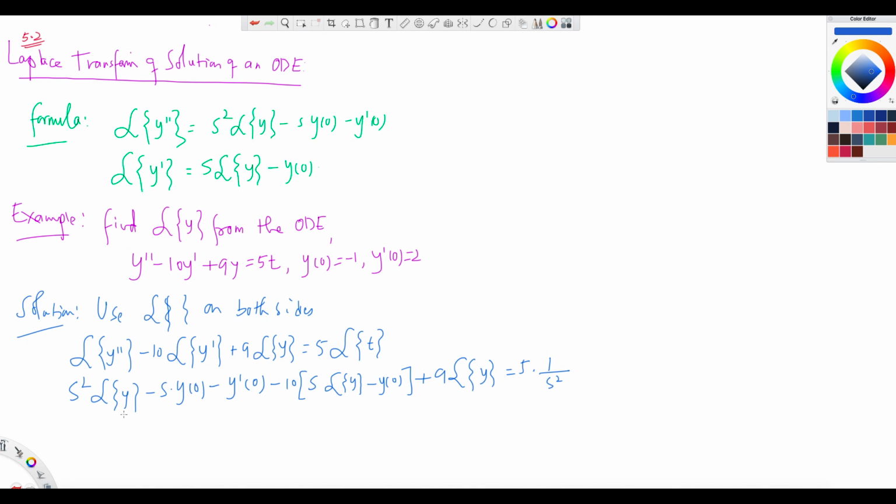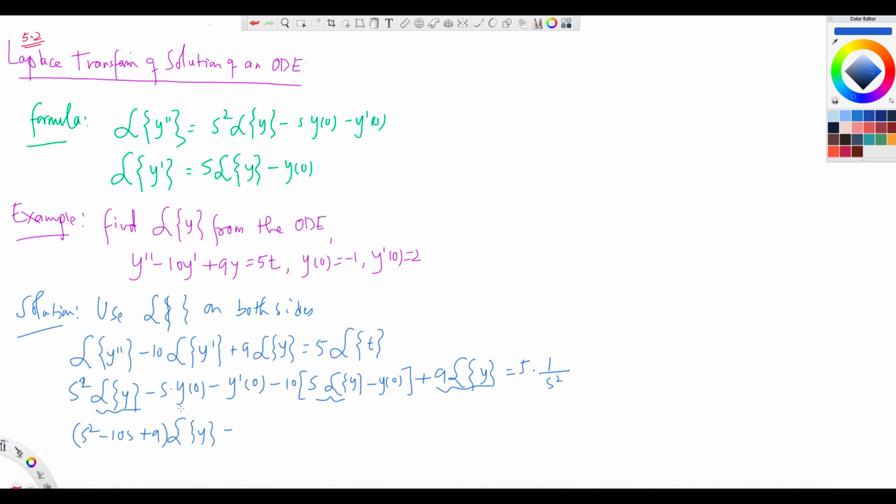Now our goal is to solve for the Laplace transform of y. So I want to factor out the Laplace transform from the terms that have it. If I take the Laplace transform out, what is left is s squared, then negative 10s, and then plus 9, and I write the Laplace transform outside.